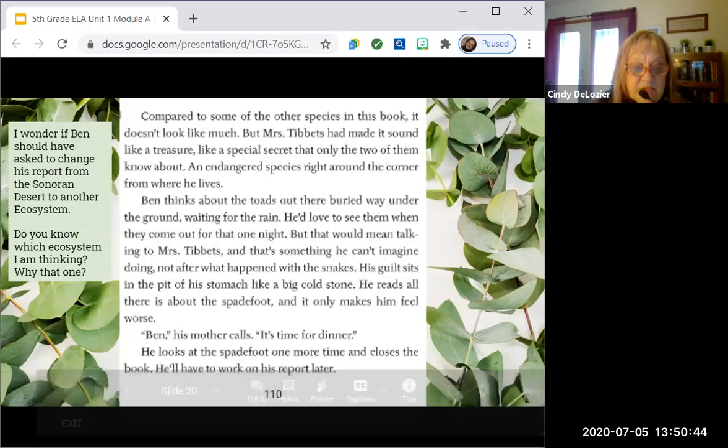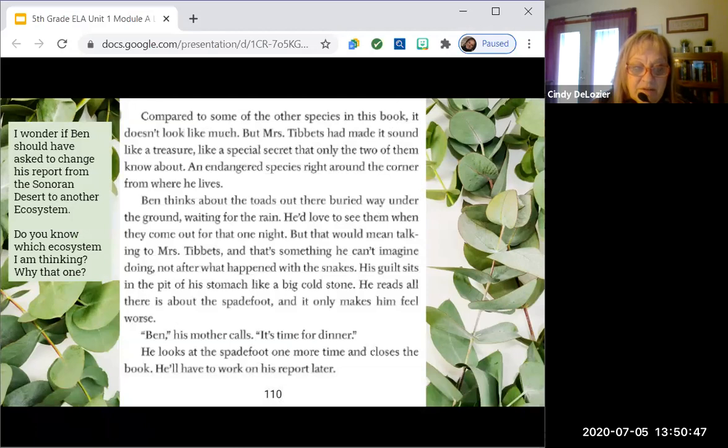Compared to some of the other species in this book, it doesn't look like much, but Mrs. Tibbets has made it sound like a treasure, like a special secret that only the two of them know about. An endangered species right around the corner from where he lives. Ben thinks about the toads out there, buried way under the ground, waiting for the rain. He'd love to see them when they come out for that one night, but that would mean talking to Mrs. Tibbets, and that's something he can't imagine doing, not after what happened with the snakes. His guilt sits in the pit of his stomach like a big cold stone. He reads all there is about the spadefoot, and it only makes him feel worse.